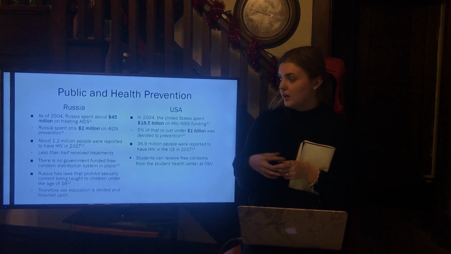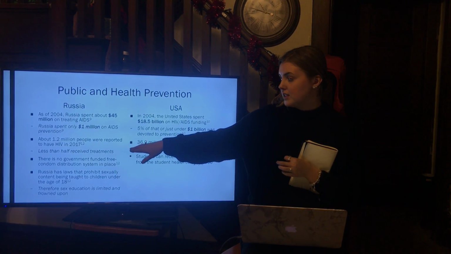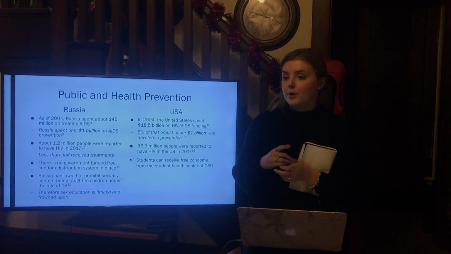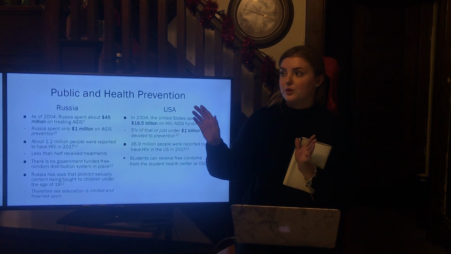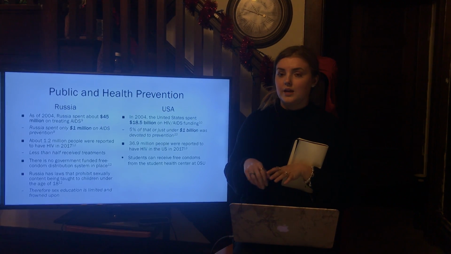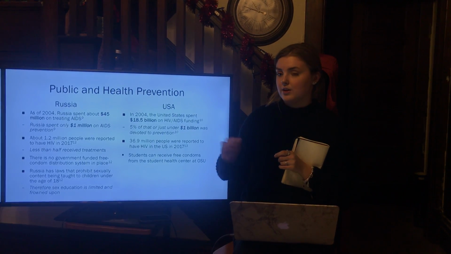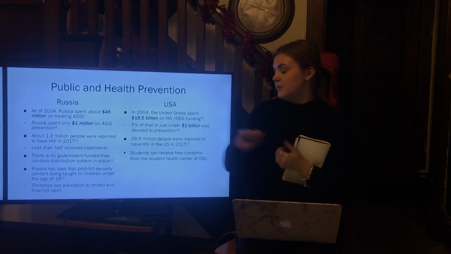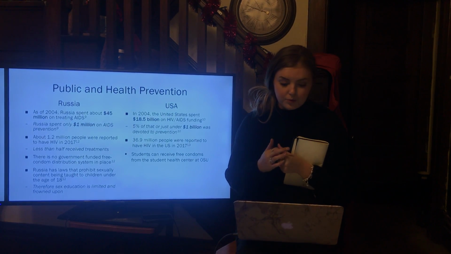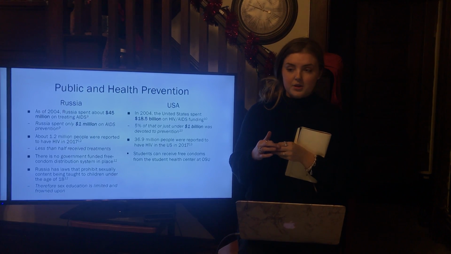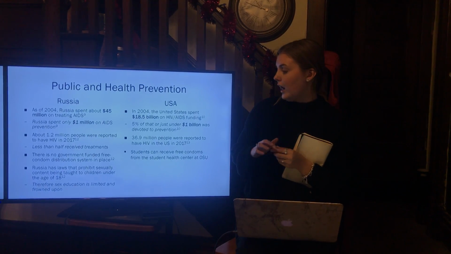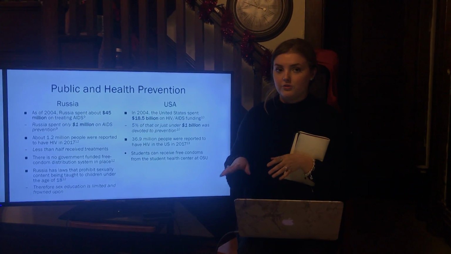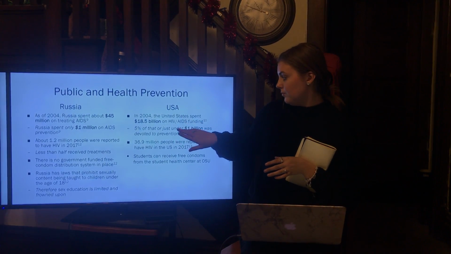And then in Russia in 2017, 1.2 million people were reported having HIV, but Russia is such a large country with very rural areas, and they have very limited access to care, so that number is probably a lot higher. And then in the U.S. in 2017, it was 36.9 million people had HIV. So to combat HIV and AIDS, the United States does a lot better job at this with spending $1 billion.